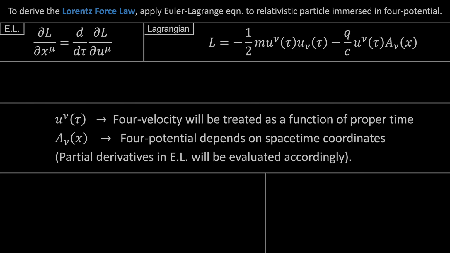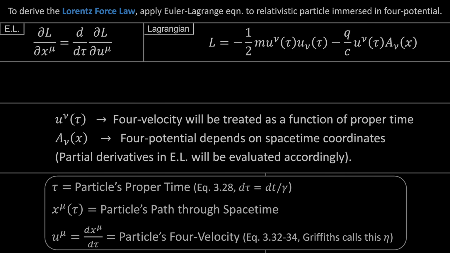But first, let me say a few words about where these principles come from. All right, let me put this little note down here. So tau is the particle's proper time, that is, the time as measured by the particle. And x mu is the contravariant 4-position, so x mu as a function of tau represents the particle's path through spacetime. And if you take the total derivative of x mu with respect to tau, that gives you the particle's 4-velocity, and we're going to write that as u mu. Griffiths uses eta for the 4-velocity, but we'll use u.